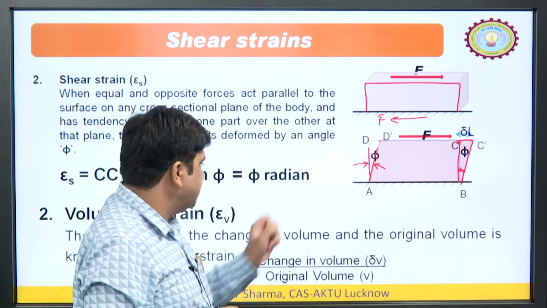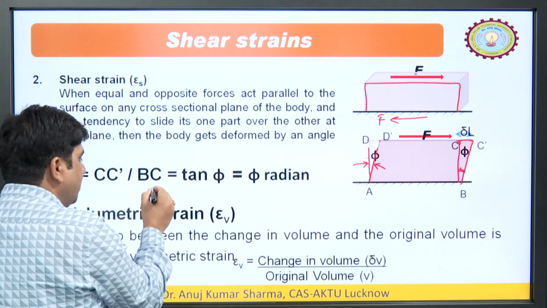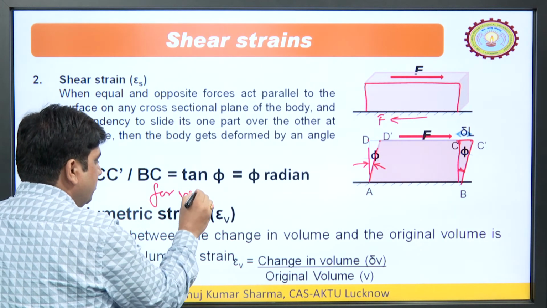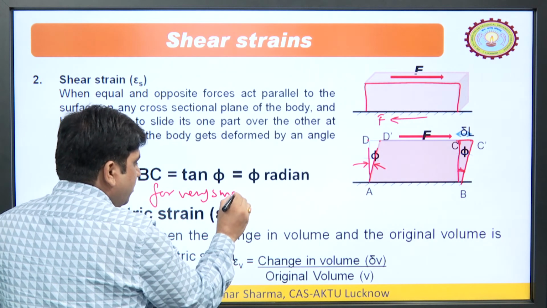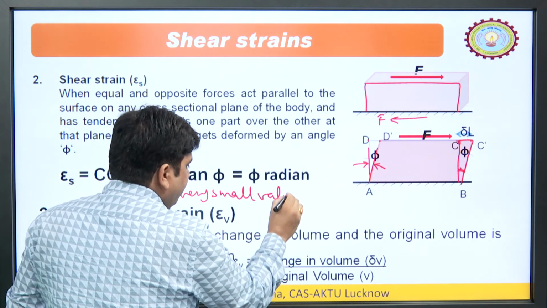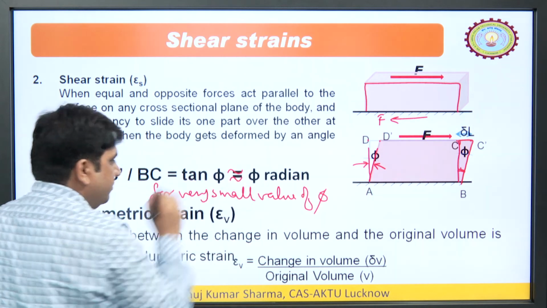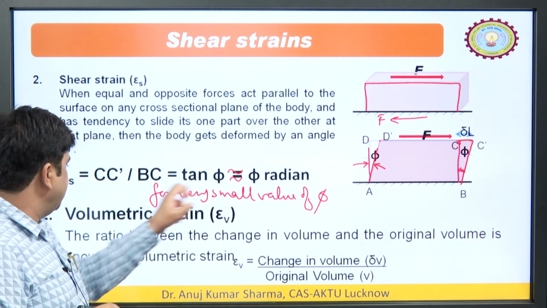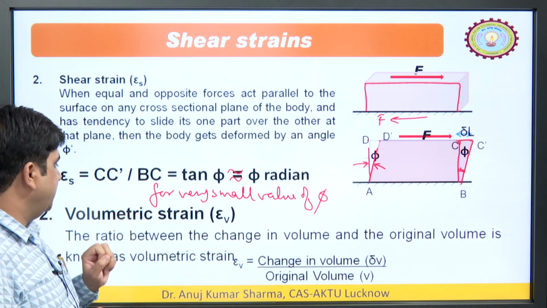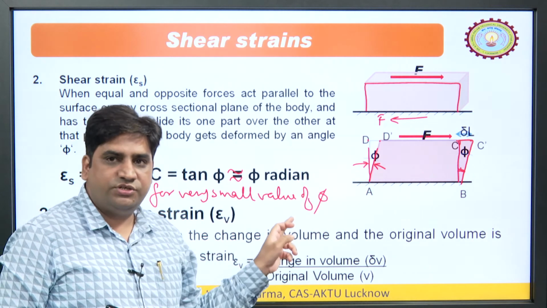So, it means we can say that for a very small value of phi, tan phi is similar to phi in radians. So, phi is equal to how much? CC' upon BC. So, this is the shear strain. This way we can calculate the shear strain.